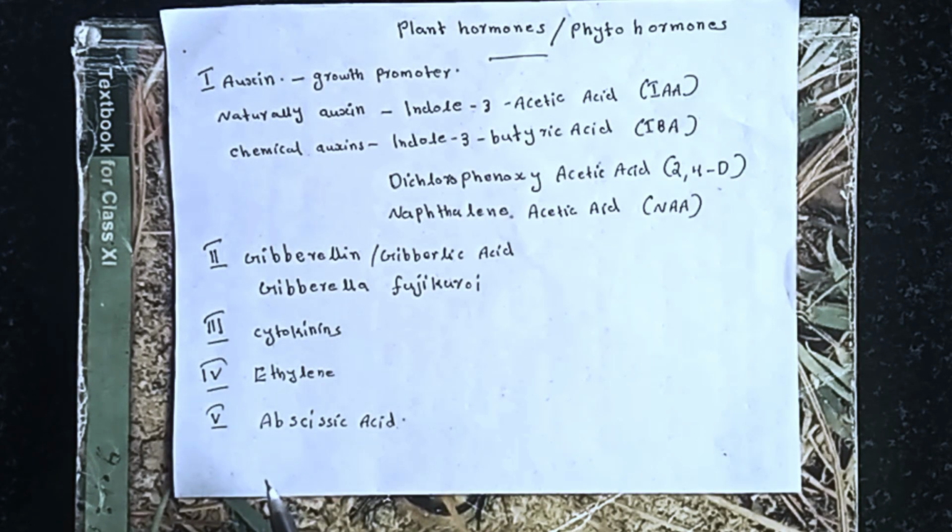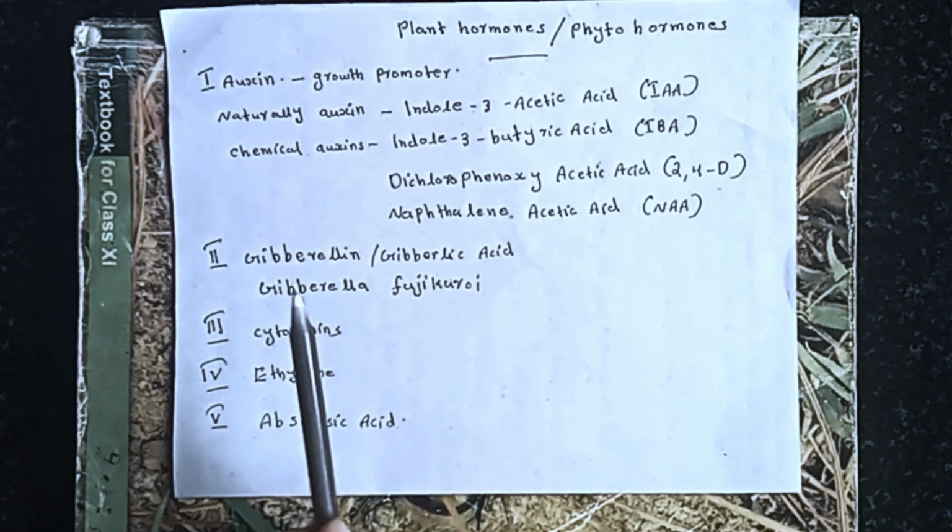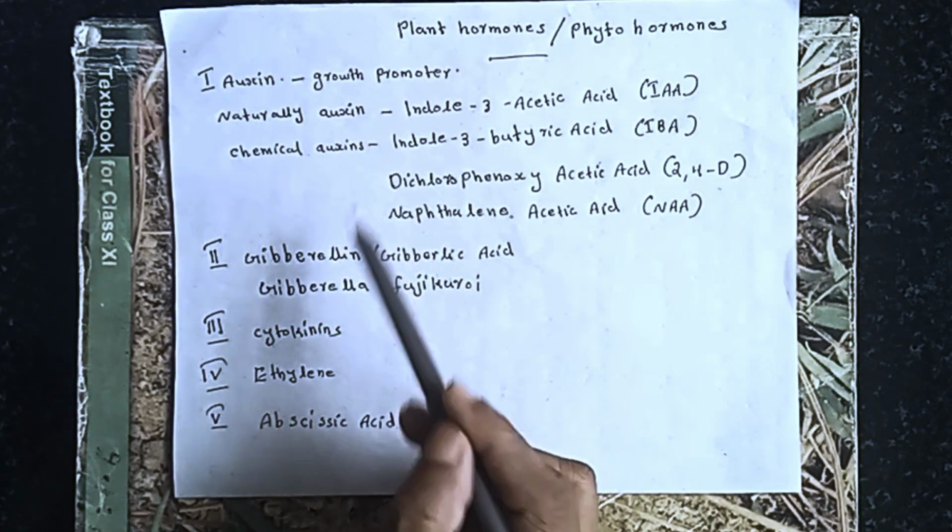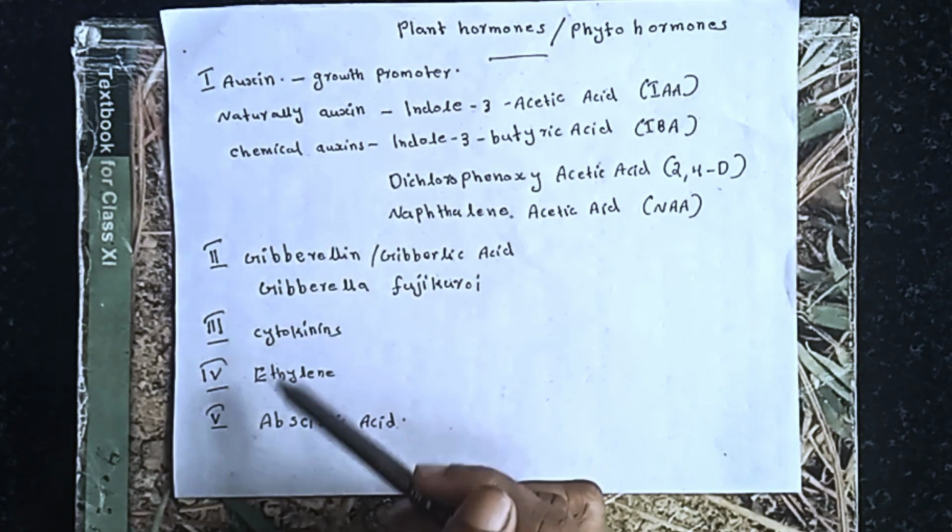Functions of abscisic acid include: it induces dormancy of buds and seeds, as opposite to gibberellin, which breaks dormancy. Abscisic acid promotes the senescence of leaves, the old age of leaves. That is, fall of leaves happens due to abscisic acid. It inhibits seed germination and development. It causes closing of stomata. We have discussed all the activities of these 5 phytohormones.